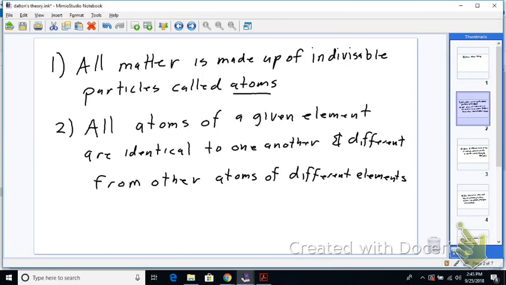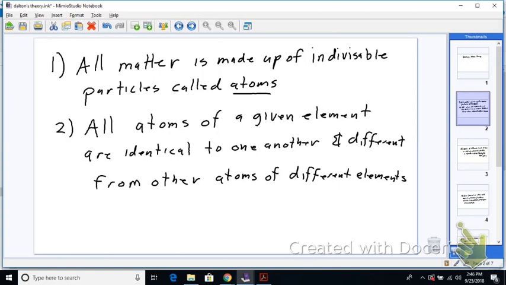So it all kind of came about from a long time ago when the word atomos was defined, and it was defined as indivisible. So that's kind of where they got the word, from the Greek word atomos, which is indivisible. That's how they came up with atom.